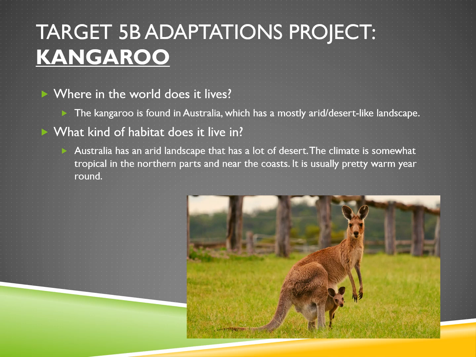So where in the world does a kangaroo live? The kangaroo is found in Australia, which has mostly arid and desert-like landscape. What kind of habitat does it live in? Australia is an arid landscape that has a lot of desert. So they're answering both of those questions.